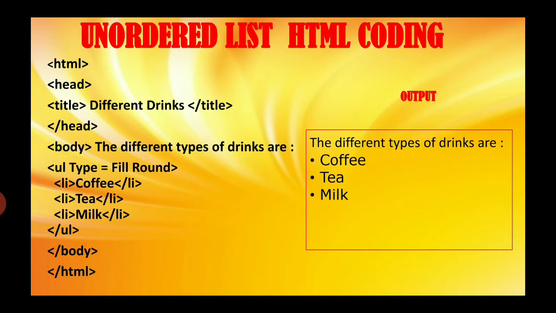So boys, you can start writing this coding on your computer and see whether it's working or not. The process I've already told: you have to open notepad, then follow the process and then you will get the output. Okay, I hope this unordered list is clear. But now we will move to ordered list.